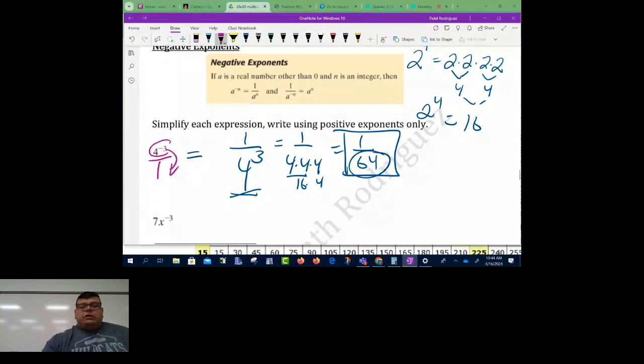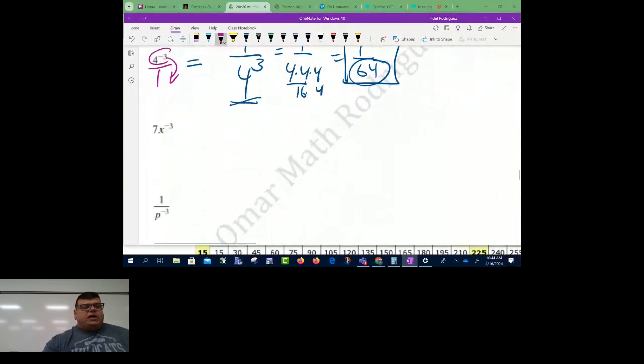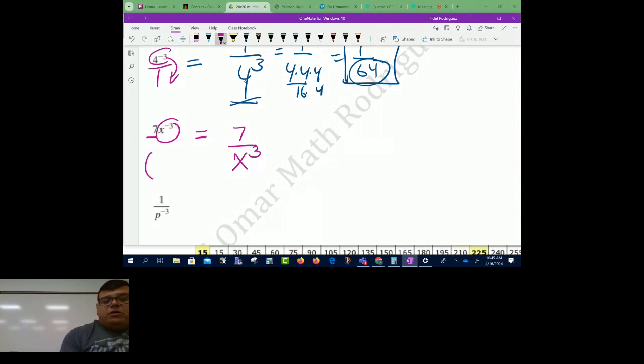For the next one here, this 7x to the negative 3, I'm going to do the same thing. I'm going to write it so that I only have a positive exponent. So look, y'all, the power in my 7 is not negative. The only thing that has a negative exponent is the x. So I'm going to move this guy down to the bottom, and we got 7 over x to the 3. Okay. The only thing I'm moving are my negative exponents. The power in the 7 wasn't negative. If it was, y'all, it would have been like this, because then everything would have been negative. Okay. But since we didn't have that, that's all we're moving.